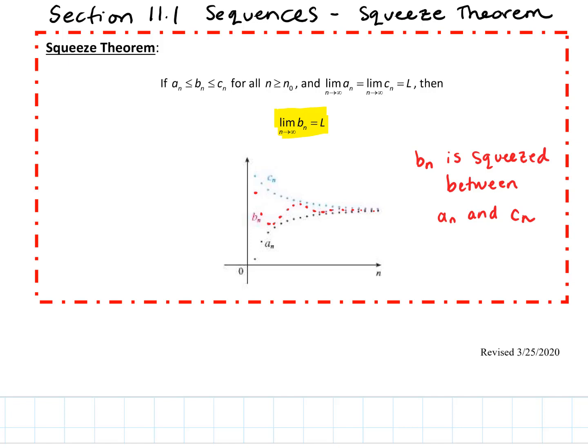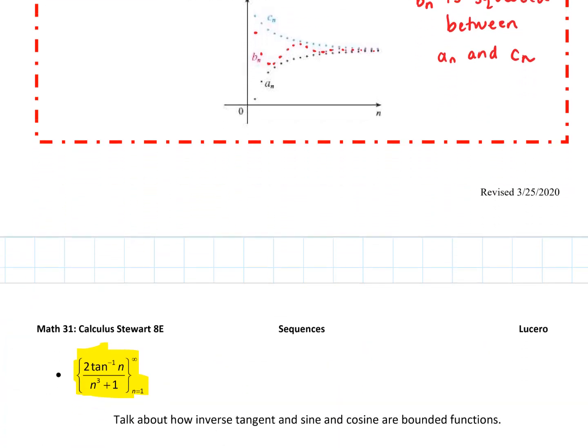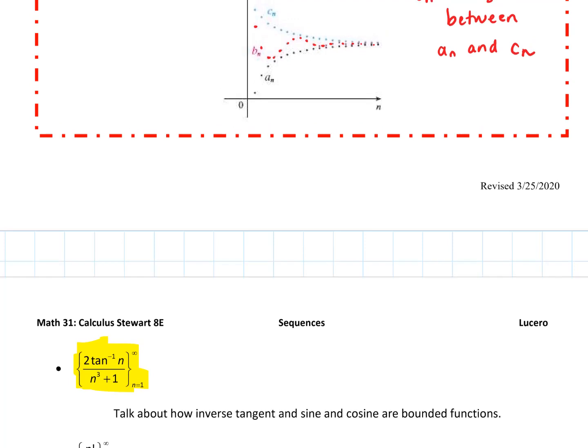And this is a useful theorem that we can apply when we're not sure what's happening exactly to our sequence, but we know that it is in between two sequences whose limits we do know. So let's look at a couple examples of this one, and then get into some growth rates of sequences which utilize squeeze theorem. So let's take a look at this first example.